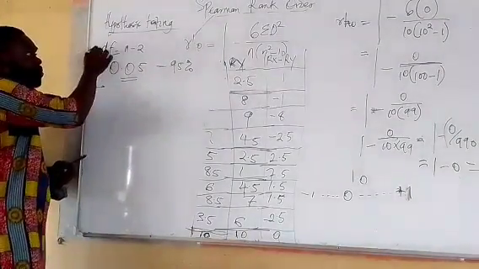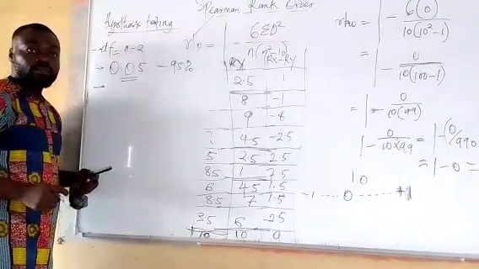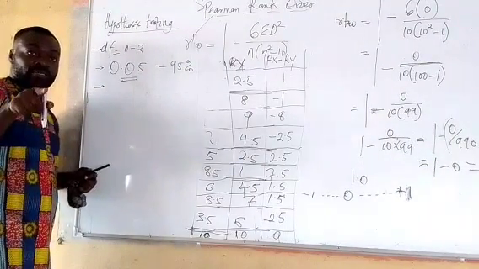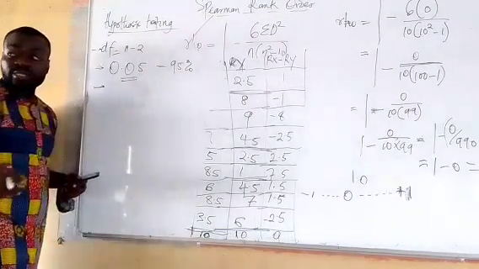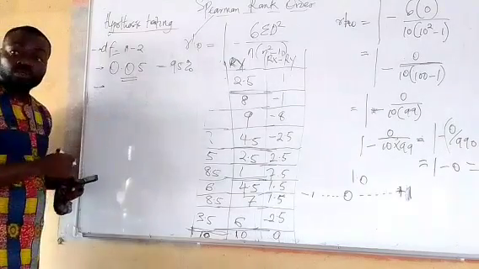Okay, now then the third step. Mr. Anthony, is the camera still on? Okay. Then the third step now is to get the table value.